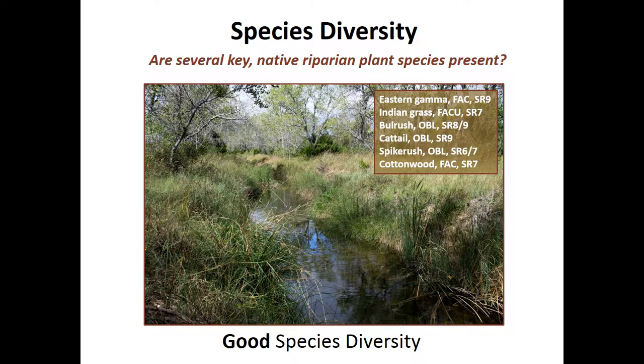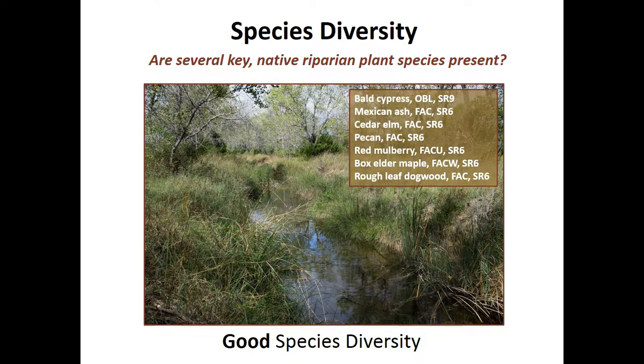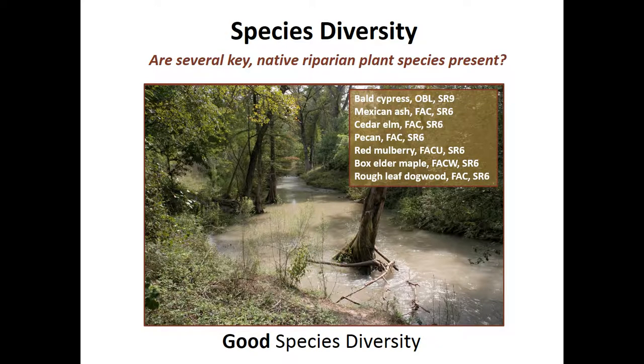Are there a number of different important riparian species present? Pictured here, you can see eastern gamagrass, Indian grass, bulrush, cattail, spikerush, and cottonwood. In this next photo, you can see bald cypress, Mexican ash, cedar elm, pecan, red mulberry, box elder maple, and roughleaf dogwood.